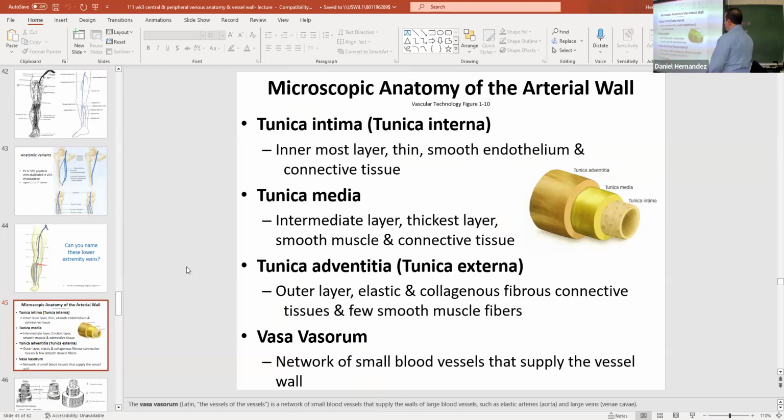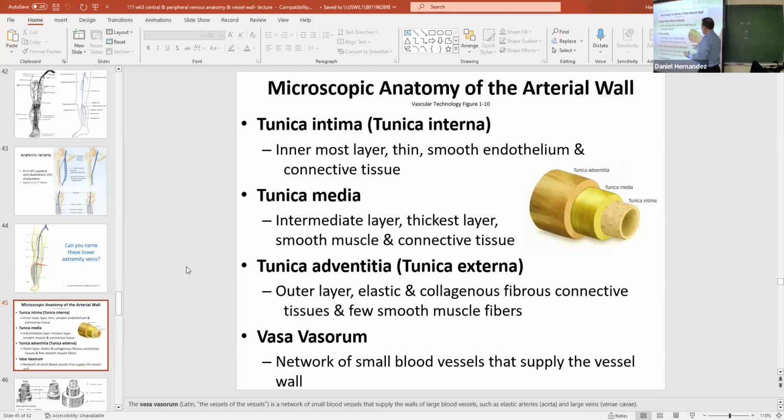All right, so in terms of microscopic anatomy for the arterial wall. All vessels will have 3 layers to them. We have a tunica intima, a tunica media, and a tunica adventitia. The tunica intima is your innermost layer. It's thin, comprised of smooth endothelial cells and connective tissue.